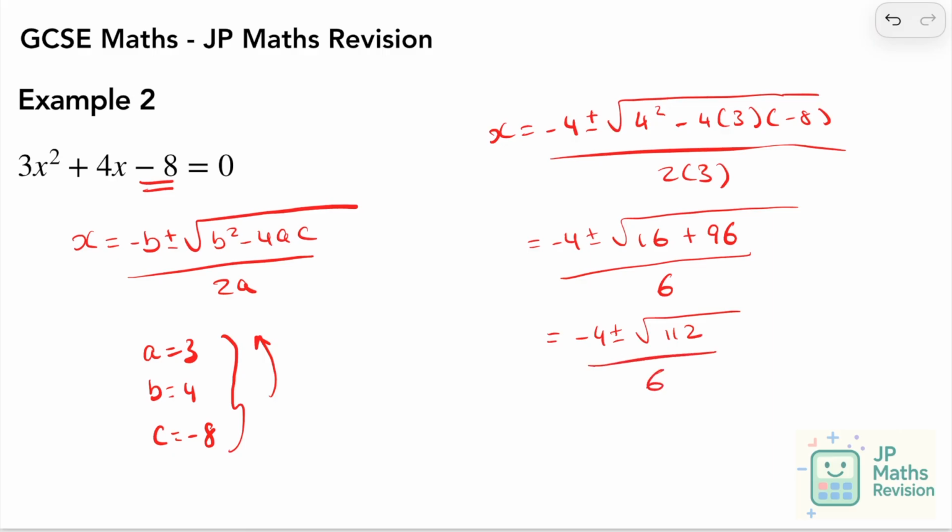And again, we can either leave our answer like that, or we can type into our calculator minus 4 plus the square root of 112 over 6, and minus 4 minus the square root of 112 over 6. And we would get those two answers as decimals. Okay?